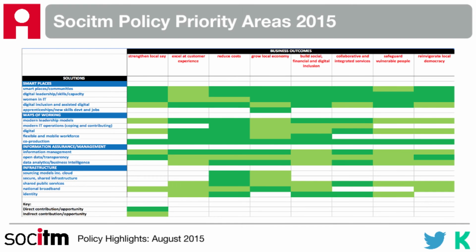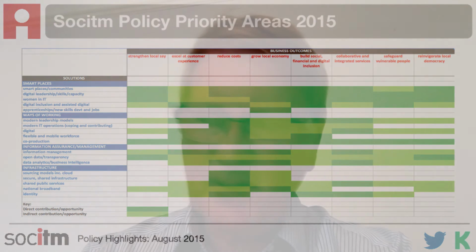On the matrix you'll see on the slide, across the top you'll see an axis of business outcomes, including things like reducing costs, growing the local economy, and excelling at the customer experience. And on the vertical axis, the kinds of IT and digital solutions that may be appropriate to address each of these outcome areas. This matrix was developed by the Socitm President's team, the board, and the management team. There was input from the Members Advisory Council and the local CIO Council, and it is regularly reviewed to keep it up to date. The green shading shows where these different business outcomes and solutions intersect.